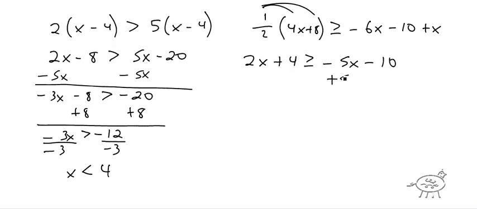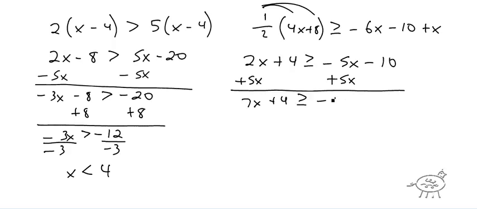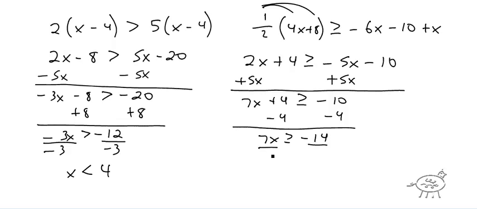So we're going to add 5x to both sides. We get 7x plus 4 is greater than or equal to negative 10. Subtract 4 from both sides. 7x is greater than or equal to negative 14. And once again, be careful. I am not dividing by a negative. This 14 happens to be negative, but I am not dividing by a negative. So my inequality does not change. X is greater than or equal to negative 2.